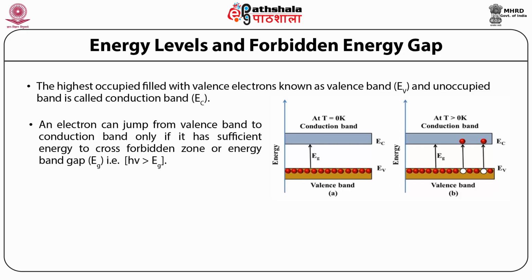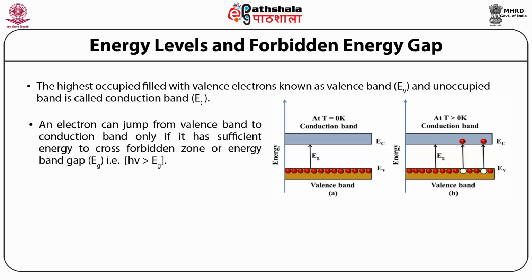So, the value of Eg can be calculated by measuring the absorption of light by a semiconductor material as a function of photon energy h nu. The sunlight can be absorbed by semiconductor materials only if this h nu is greater than Eg.